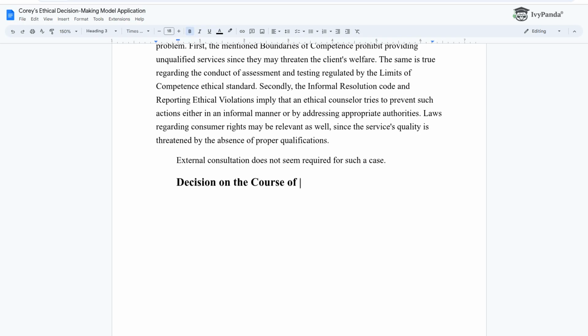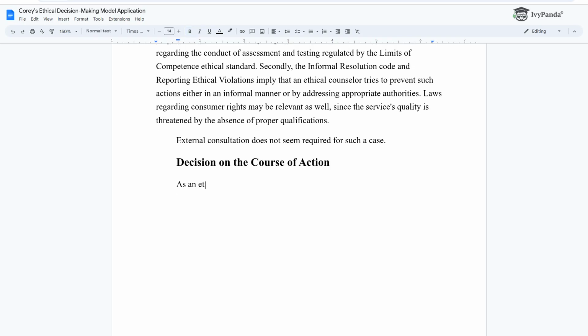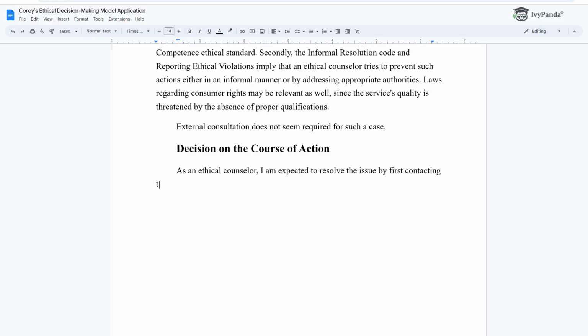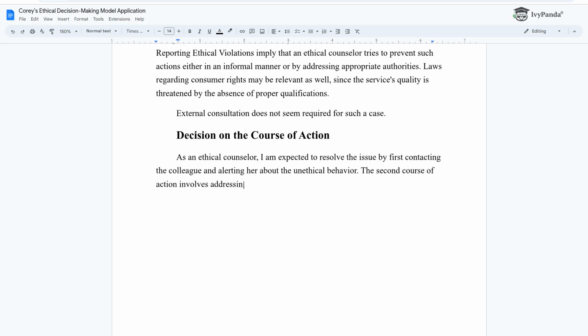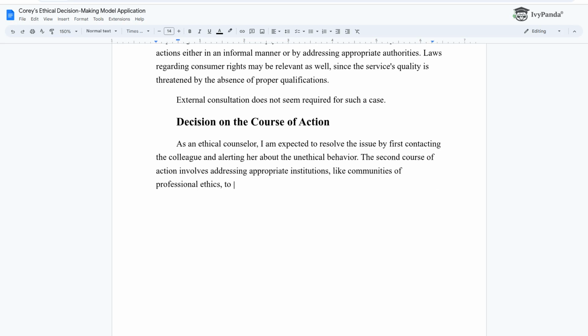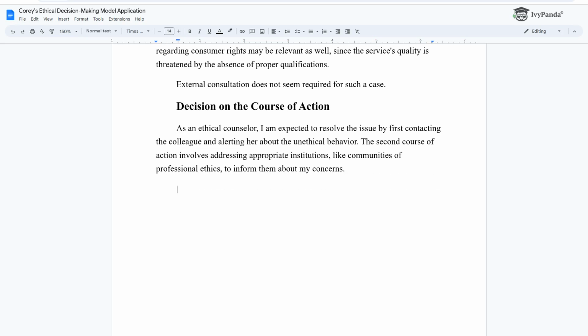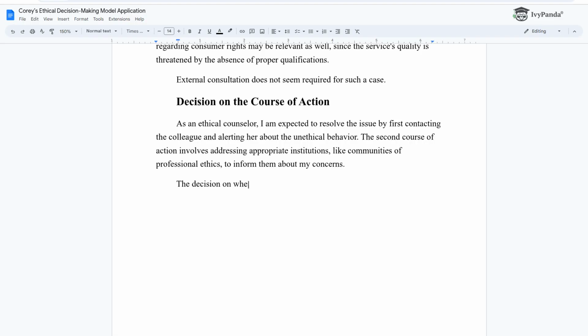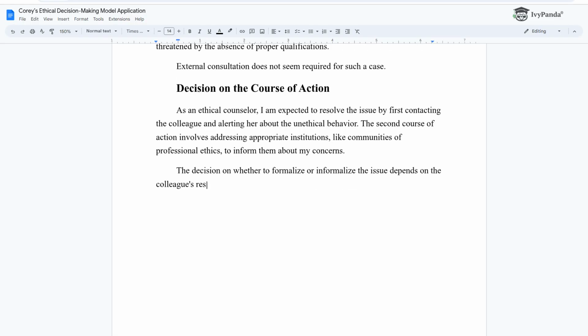Decision on the course of action. As an ethical counselor, I am expected to resolve the issue by first contacting the colleague and alerting her about the unethical behavior. The second course of action involves addressing appropriate institutions, like communities of professional ethics, to inform them about my concerns. The decision on whether to formalize or informalize the issue depends on the colleague's response.